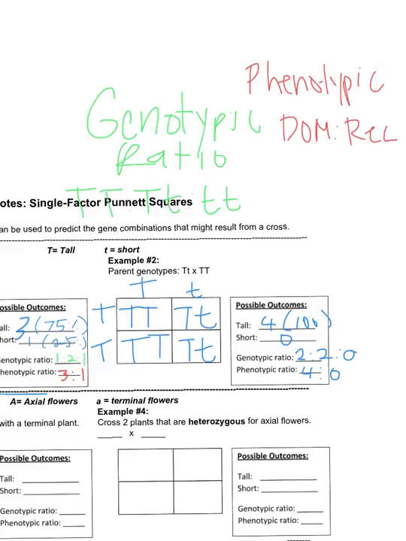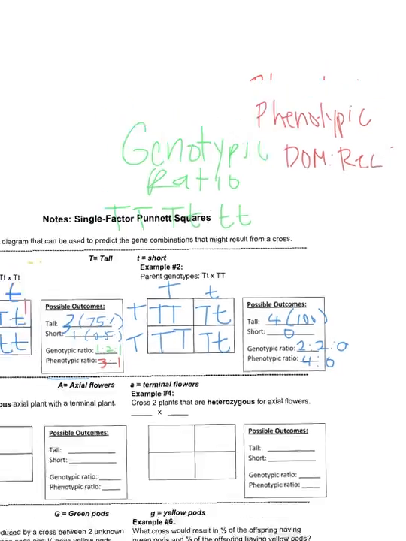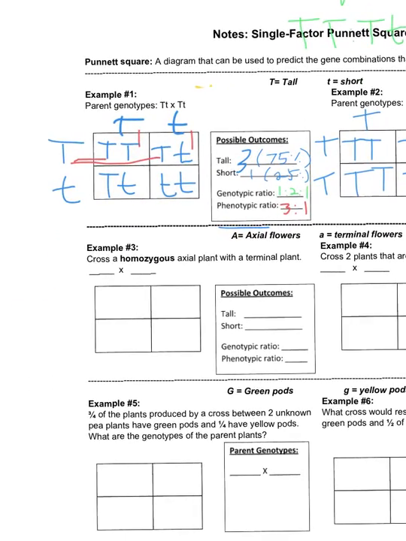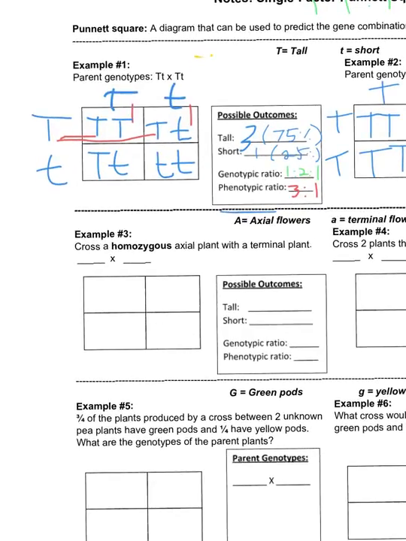So let's go on to our word problems. This is why I said vocab is super important. So over here it says cross a homozygous axial plant with a terminal plant. Homozygous axial with a terminal plant. So up here, we go back.